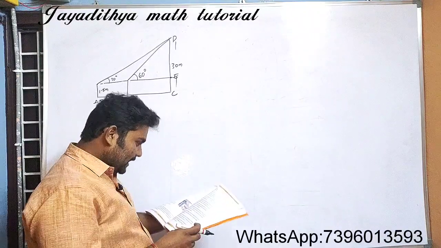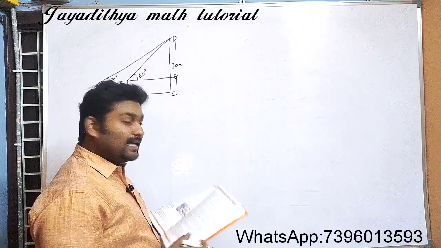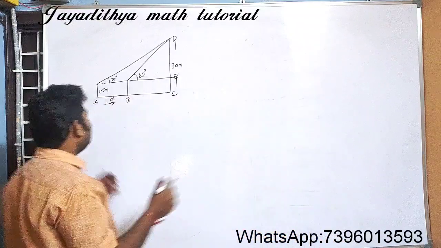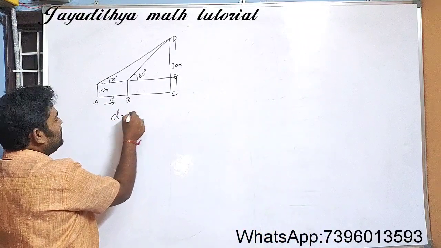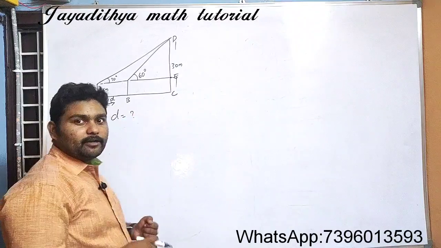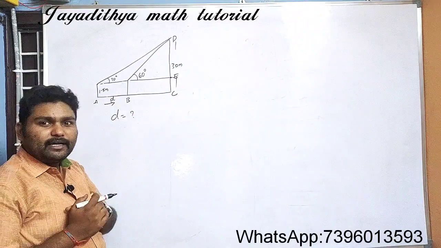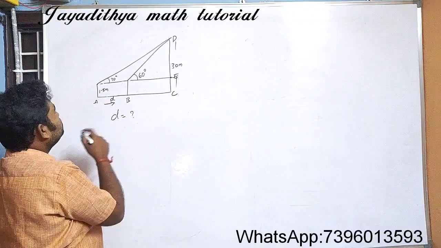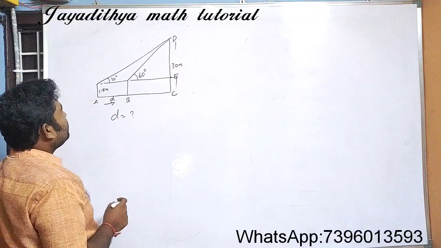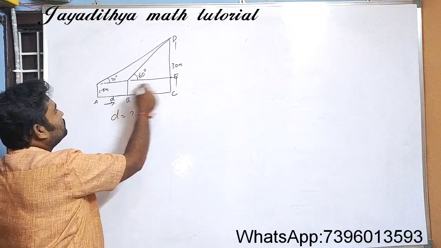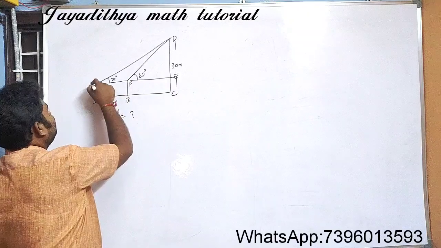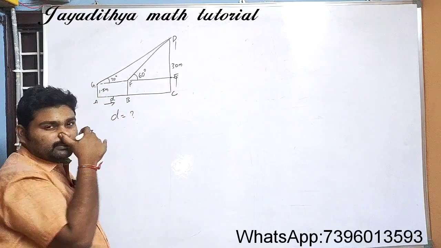Now what we need to find here? We need to find the distance he walked towards the temple. Clear? So this is the figure. You understand the figure clearly. He is 1.5 meters high. So A, B, C, D, E. Let us take this point as F and this point as G.